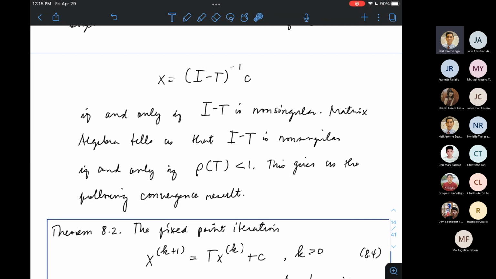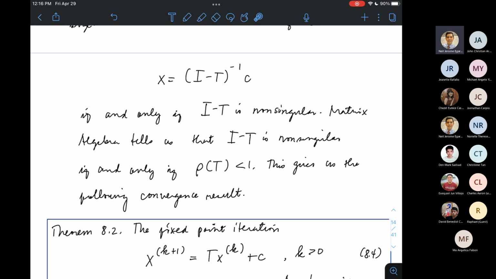Napakahalaga nung iteration matrix. Siguro this is partly to answer Ezekiel's question also kanina. Bakit masyado nagfo-focus kay iteration matrix at hindi kay vector c? Kasi si iteration matrix talaga yung nagsasabi kung kailan may unique solution yung fixed point problem, at kailan magko-converge yung fixed point iteration. In fact, we have seen in our analysis here that there would be a unique solution to the fixed point problem if and only if the spectral radius of the transition matrix or the iteration matrix is less than 1.